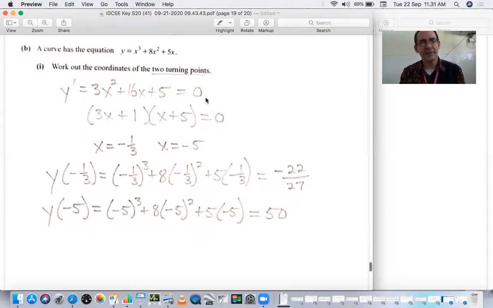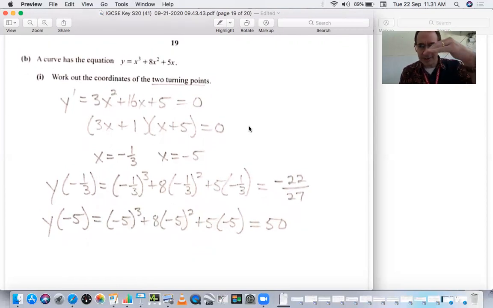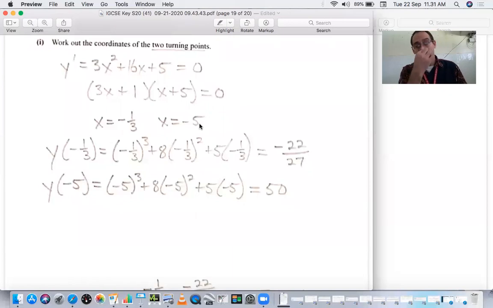So here's the derivative. We want to set that equal to 0. Why? Because the turning point, the high point, and the low point have a tangent that is horizontal. And if you have a horizontal tangent, then that means the slope is 0. So we set our derivative, which represents slope, equal to 0. So we factor it, solve it. We find out there are 2 points, one at -1/3 and one at -5.